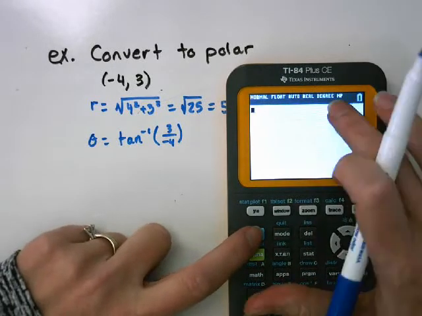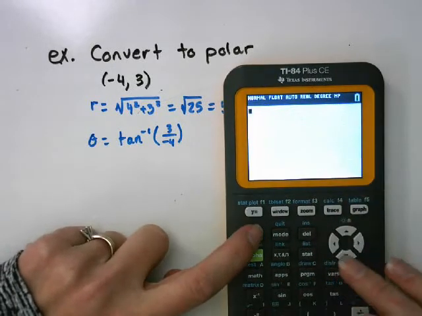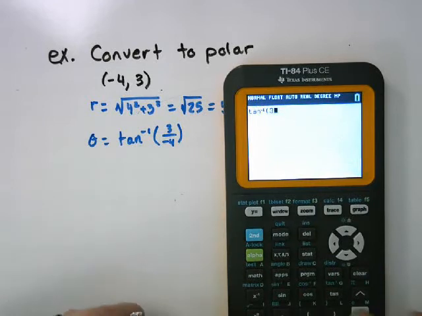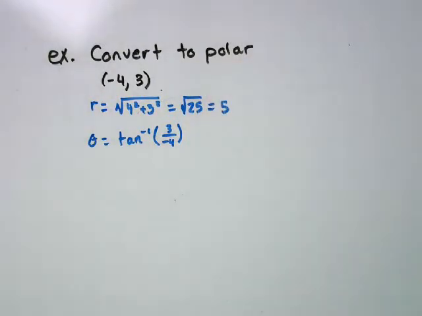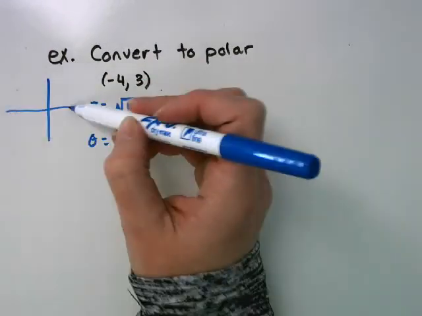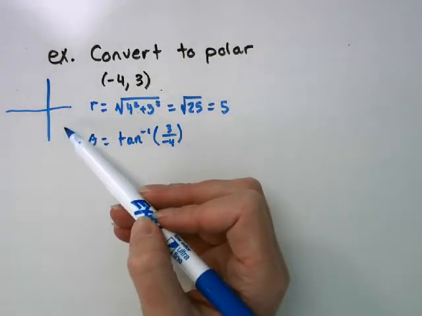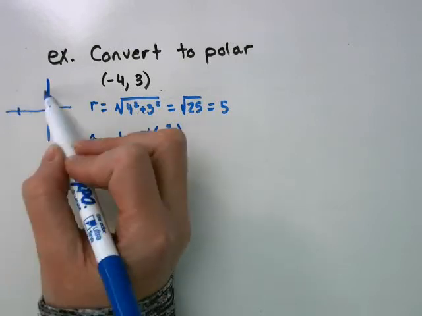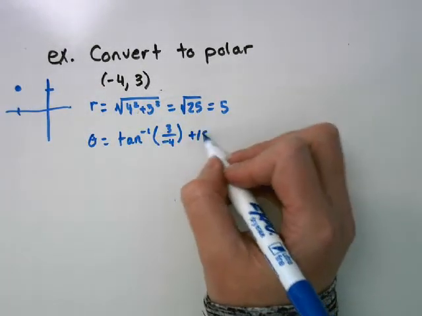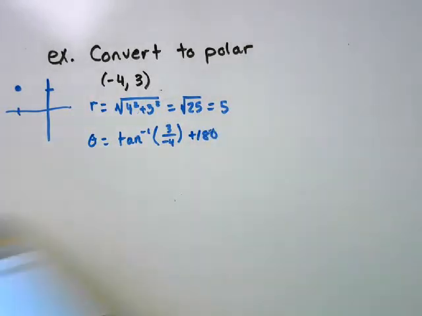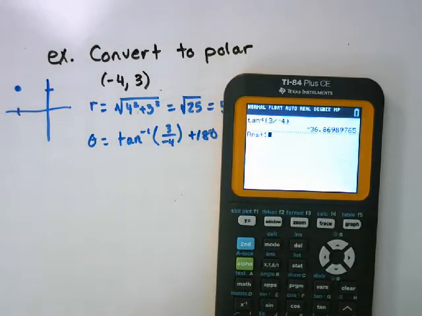So if I do, and I'm going to do this in degrees just so it's really clear what's happening. Okay, so let's say I do this. Okay, we get an angle of -36.8 degrees. So -36.8 would be down here. The point -4, 3 is not there. So we are going to have to add 180 to get the correct answer. So if I add 180, we get 143.